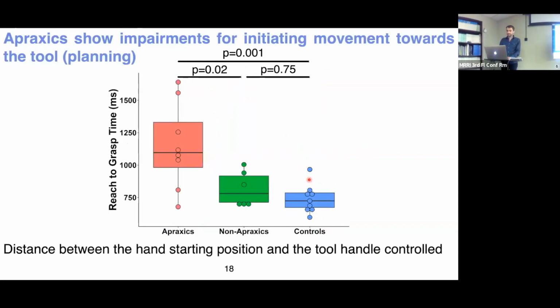And if we look at data collapsed across tools, we first found that there is an initiation impairment for apraxics, where you can see the reach-to-grasp time. There is a longer time for apraxics in comparison to controls, but also non-apraxic stroke patients.